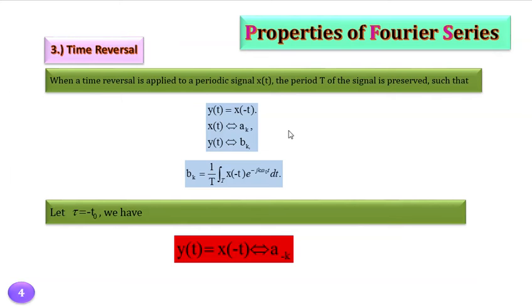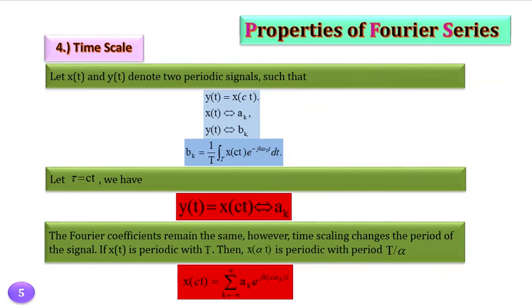The third property, this is also another obvious thing, the time reversal. If we know the Fourier series coefficient of x of t, then the Fourier series coefficient of x of minus t will simply be a of minus k. I guess it's also obvious.